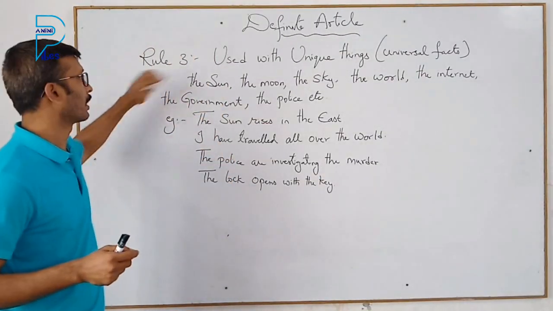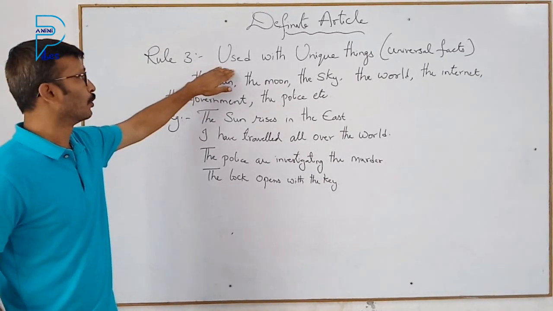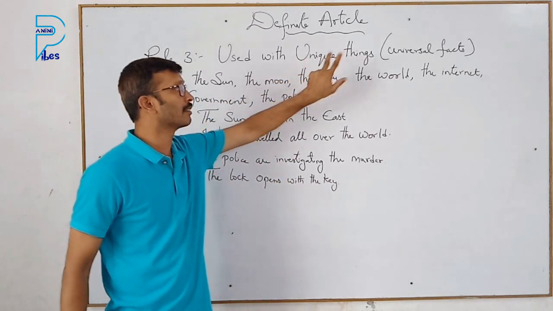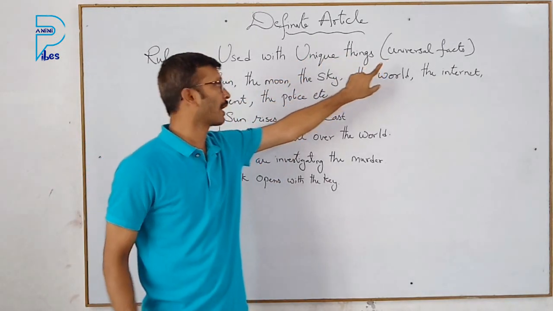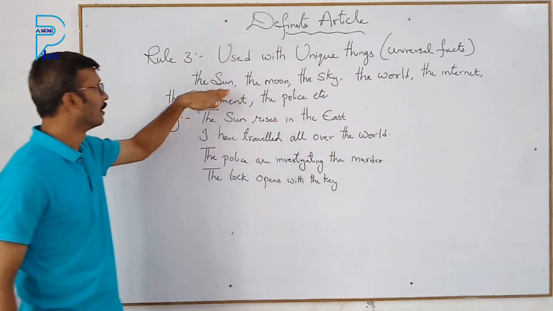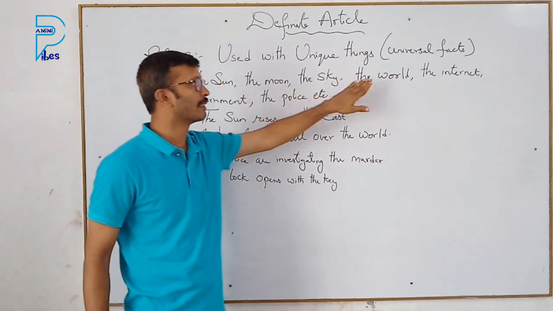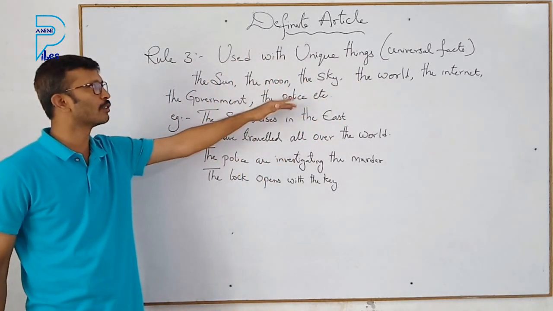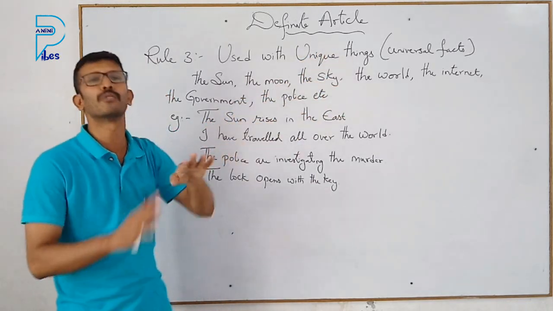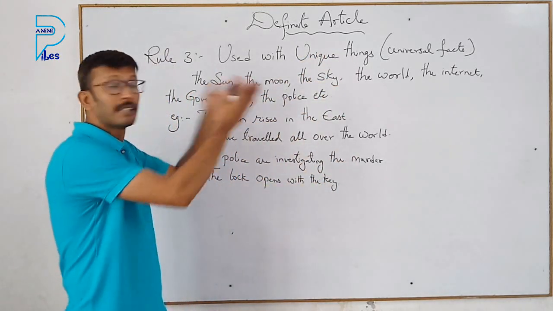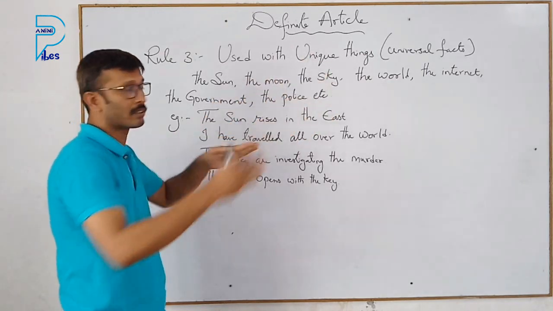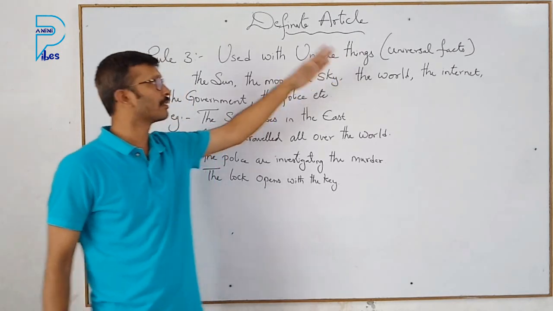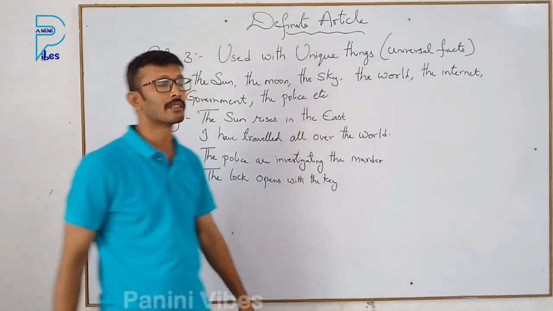Now, let's go with rule number 3. The is used with unique things or universal facts. अच्छी तरह याद रखें, unique things नहीं तो universal facts. अब यहाँ पे for example the sun, the moon, the sky, the world, the internet, the government, the police, ये सारी चीजें यूनिक थिंग्स में ली जाती हैं, which you cannot change, or even directions, for example the east, the west. So ये सारी चीजें we call unique things, and we treat them as universal facts.